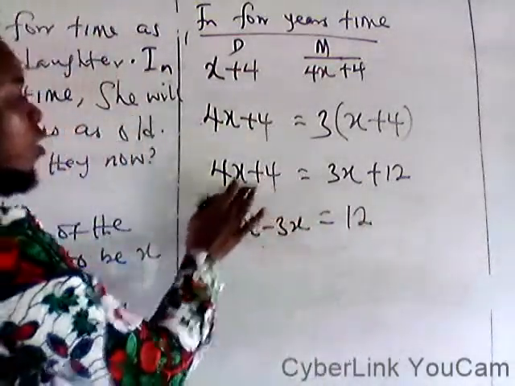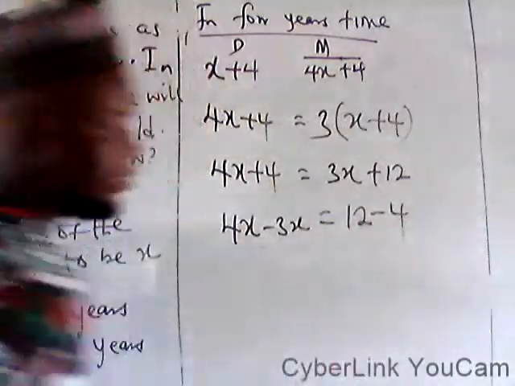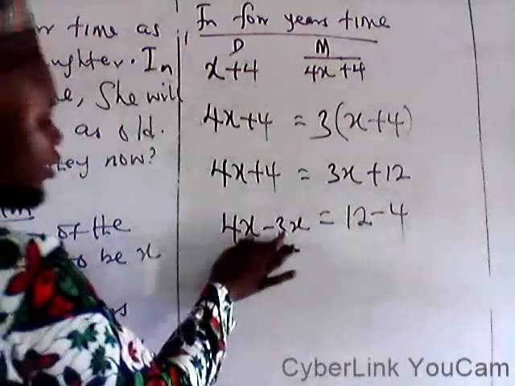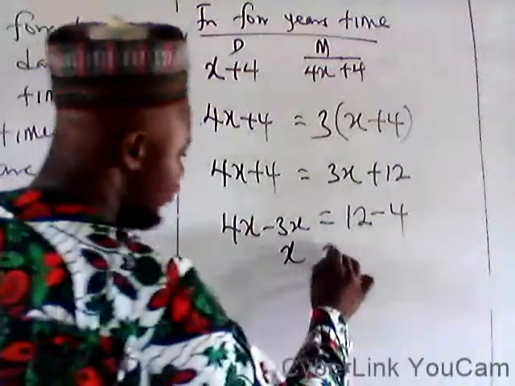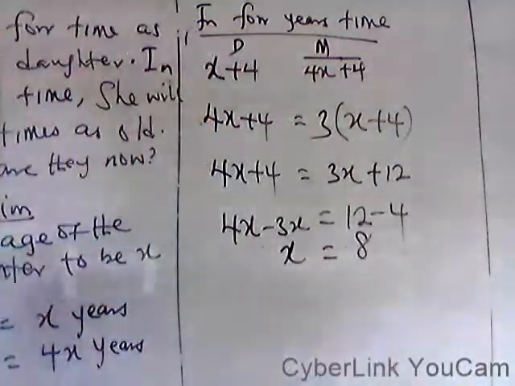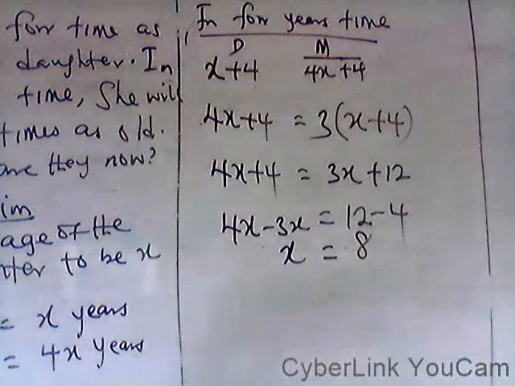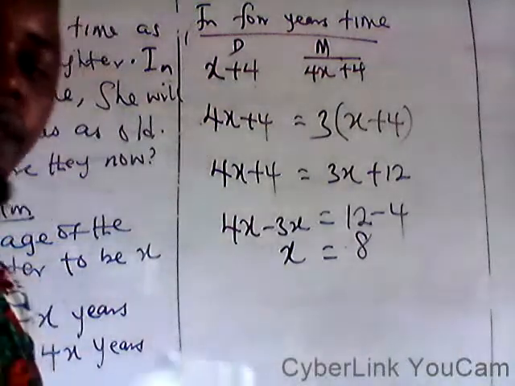When plus 4 comes here, it becomes minus. So 4 minus 3, that be 1x. And that gives us 8. Meaning that the age of the daughter will be 8 years.